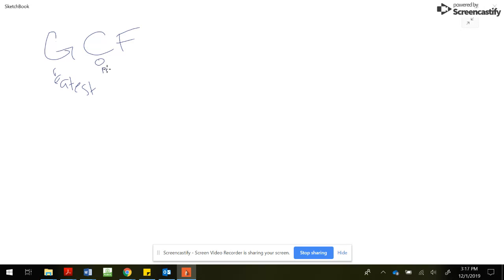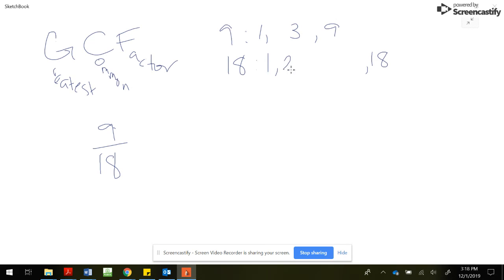The greatest common factor. That will help us. So let's look at a fraction like 9/18. So I could say, well, I know 9 and 18 are both divisible by 3, but that may not be the biggest. So I'm going to write out my factors here, or at least think them in my head. My factors of 9 are 1 and 9 and 3. My factors of 18 are 1, 18, 2, 9, 3, and 6.